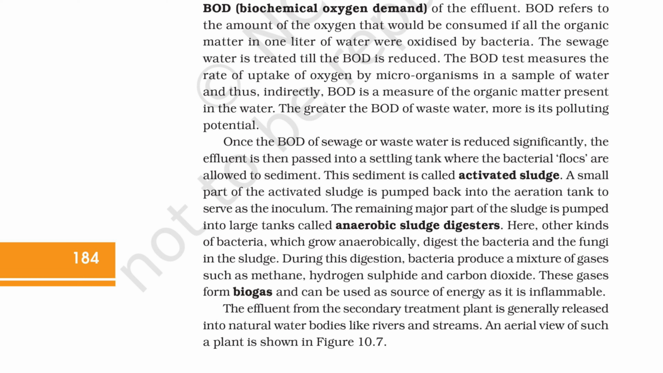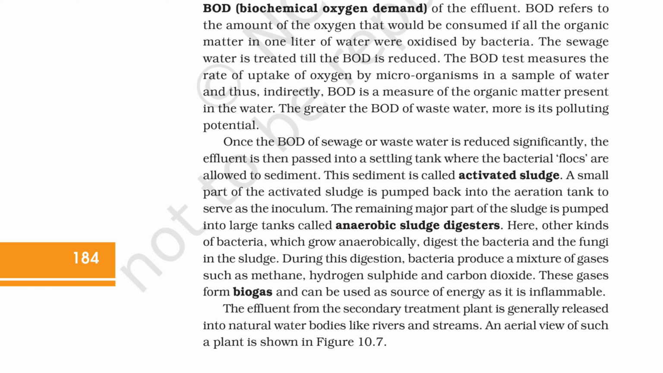Once the BOD of sewage or wastewater is reduced significantly, the effluent is then passed into a settling tank where the bacterial flocs are allowed to sediment. This sediment is called activated sludge. A small part of the activated sludge is pumped back into the aeration tank to serve as the inoculum.